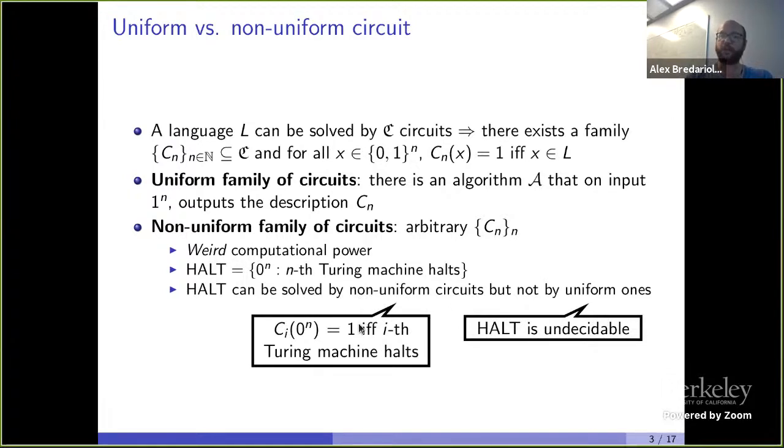And showing a non-uniform circuit that solves this problem is very simple. You can hard code the ith circuit to be 1 if and only if the ith Turing machine halts. So this circuit, by definition, works correctly. On the other hand, we know that the halting problem is undecidable, so there is no uniform family of circuits that can solve it. One of the biggest open problems in circuit complexity is to compare the computational power of these two types of families of circuits.